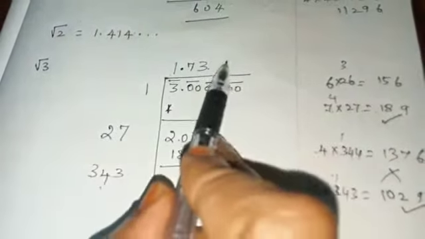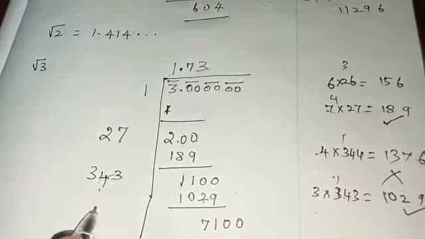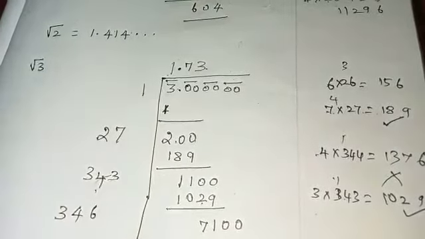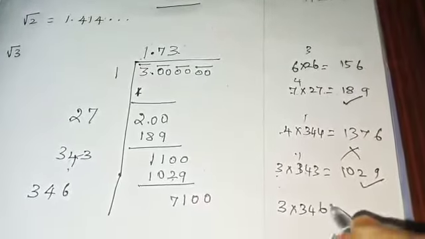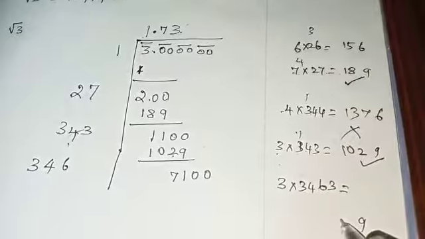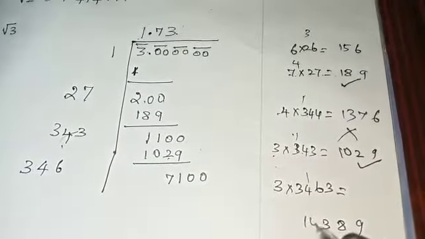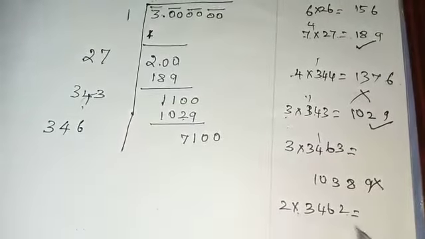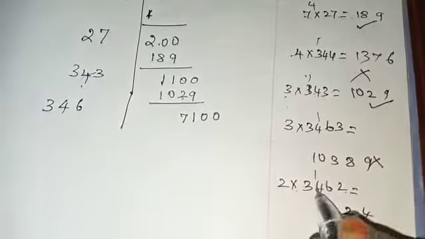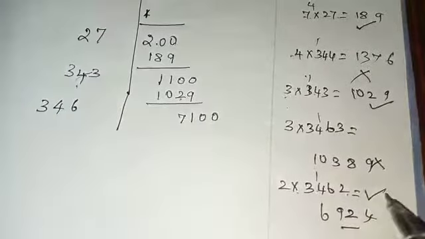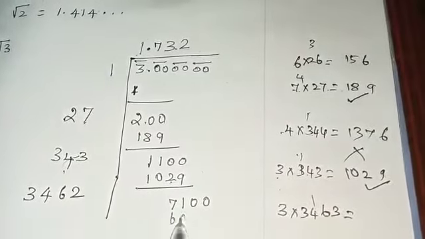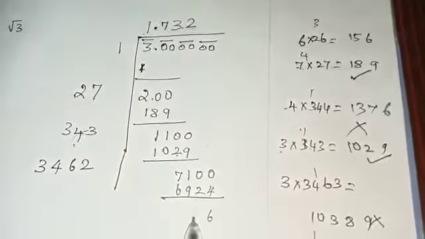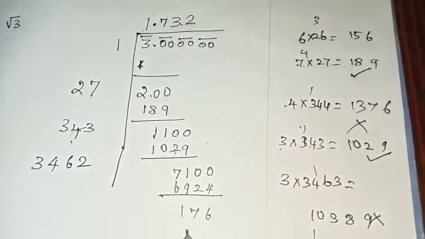Next multiply by 2. So 1.73 into 2, 2 3s are 6, 346. Okay. So here suppose I take 3 means 3 into 3463. 3 3s are 9, 3 6 are 18, 3 4s are 12, 3 3s. So this will not come. So I choose 2. So 2 means 2 2s are 4, 2 6 are 12, 2 4s are 8 plus 1 9, 2 3s are 6. Yes, 2 will come. So here itself 2. So 2 into 3462, 6924. Okay. Here itself I stopped.